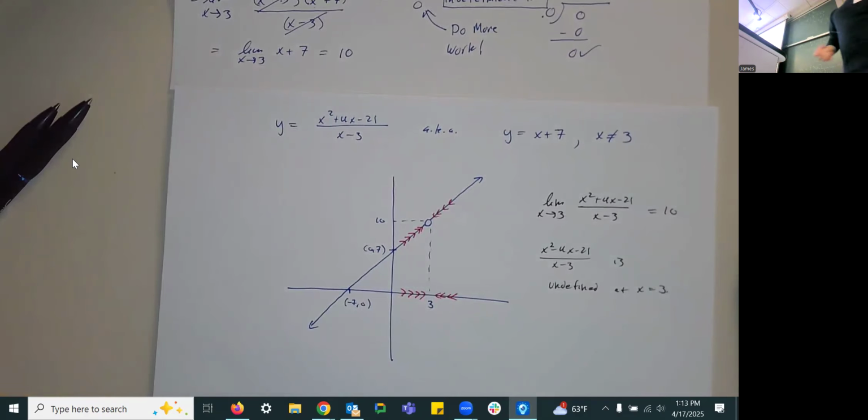We'll also say this function is also not continuous at 3, because although the limit exists, the function doesn't exist. So that's a problem when you're talking about continuity.